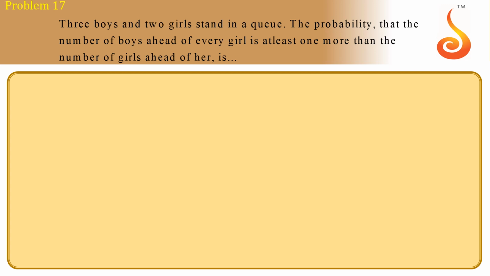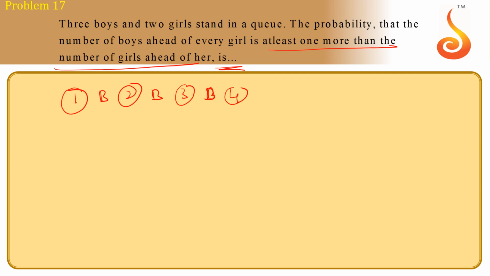So next problem: 3 boys and 2 girls stand in a queue. Find the probability that the number of boys ahead of every girl is at least one more than the number of girls ahead of her. Okay. Now suppose boys are standing like this. So before the first boy this is one place, this is the second place. How many boys? 3 boys, no? So one more boy. So third place and fourth place. Assume these are the places for girls.